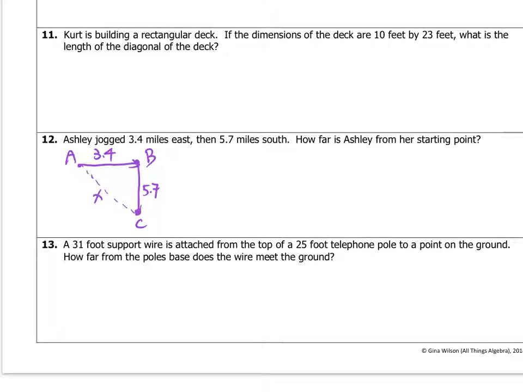So if I call this X, and again, my right triangle is there. So now I have X squared. If I just take the sum of each leg squared, I should have X equals approximately 6.6 miles.